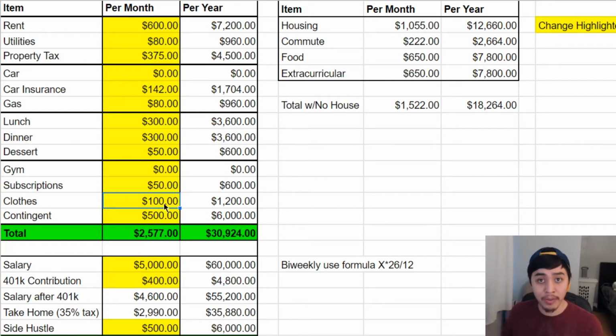I don't really buy clothes. Last time I bought clothes was for work, and I bought like $200 worth of pants, and I haven't changed my pants since like 4 years ago. So for me, $100 is kind of overestimating. But for this spreadsheet, like I said earlier, you should want to overestimate.